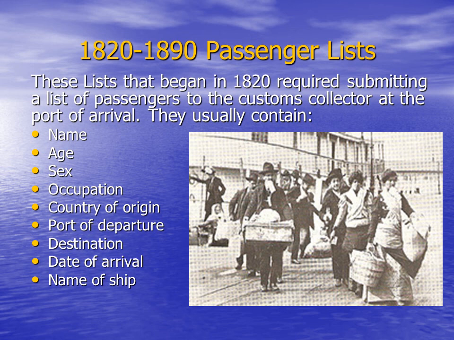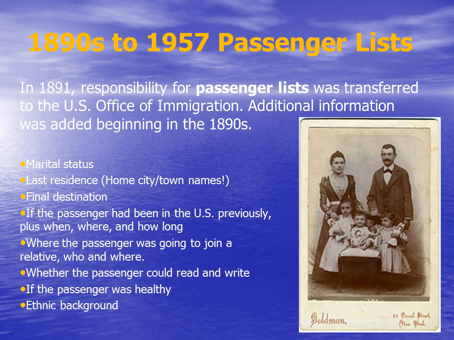Between 1820 and 1890, passenger lists came into existence. Most of these lists required submitting a list of passengers to the customs collector at the port of arrival, and they contain a lot more information than some of the early passenger lists do, even when they exist. These include a name, sex, occupation, country of origin, port of departure, date of arrival, name of ship, and other information that might be critical to your search.